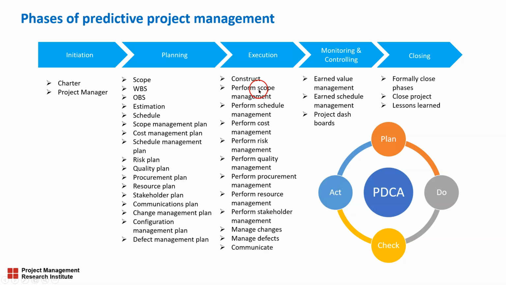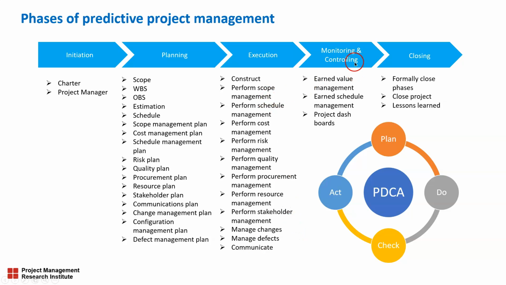Then we have to perform scope management, perform schedule management, perform cost management, perform risk management, perform quality management, perform procurement management, perform resource management, perform stakeholder management, manage changes, manage defects, and throughout the execution phase, we need to communicate the project details to the relevant stakeholders.